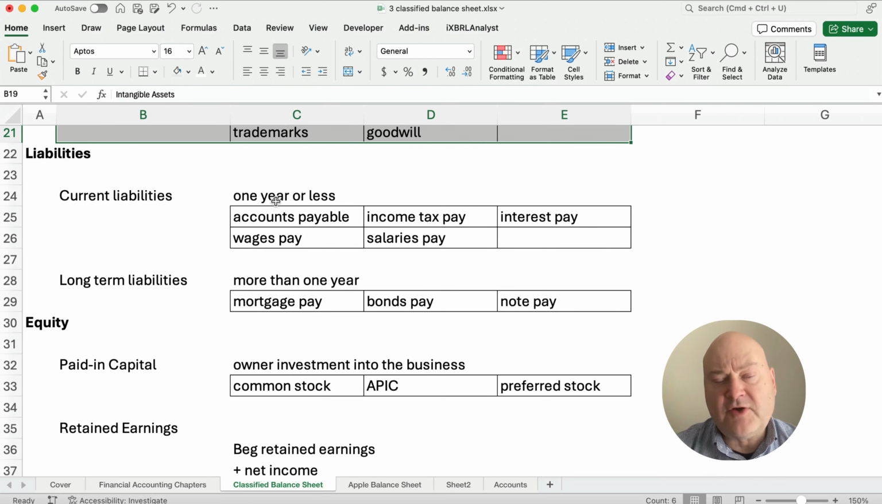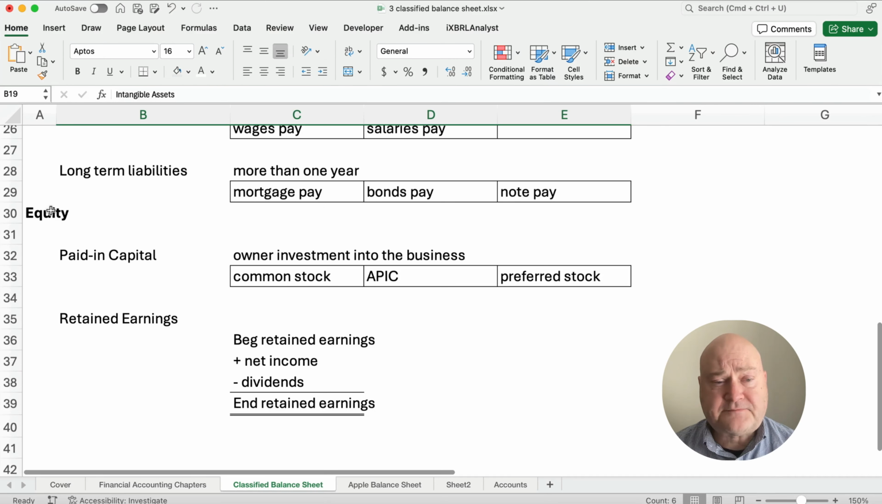Now we could have long-term liabilities for more than 1 year, so mortgage payable, bonds payable, notes payable. What if a note is 6 months? Well, that'd be a current liability. The long-term liability has to be 12 months or more than 12 months, so more than 1 year. So a 5-year note would be a long-term liability. A 5-month note would be a current liability.